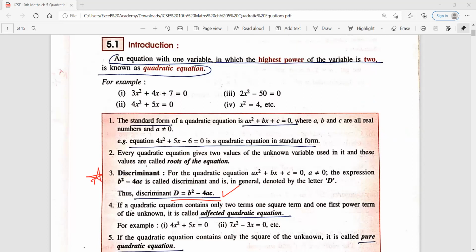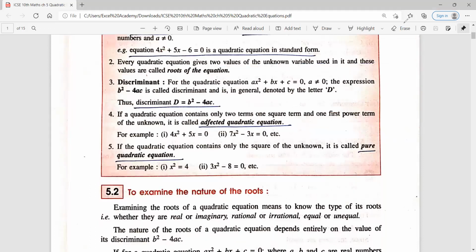Alright. If a quadratic equation contains only two terms, one square term, obviously it has to have a square term, and one first power term of the unknown, that is फक्त ax square plus bx असेल, समजा constant 0 असेल, c is 0, it is called an adfected quadratic equation. काय म्हणतात त्याला? Adfected quadratic equation. Let me tell you how you could solve this. For example, take this one: 4x square plus 5x is equal to 0.